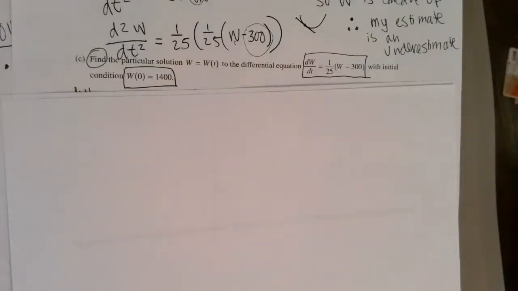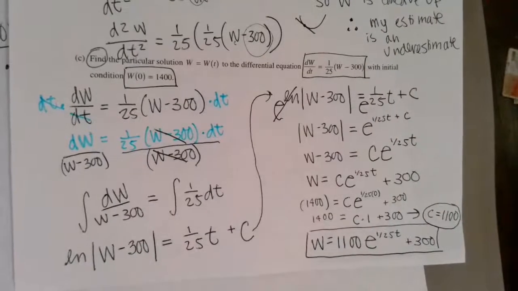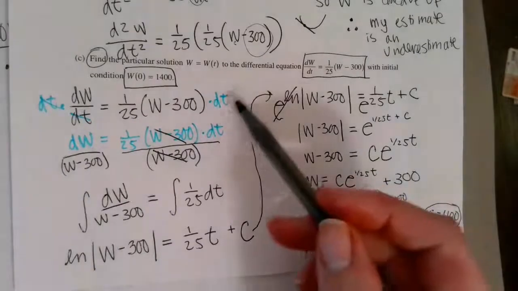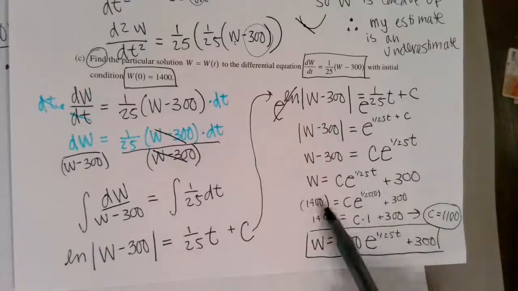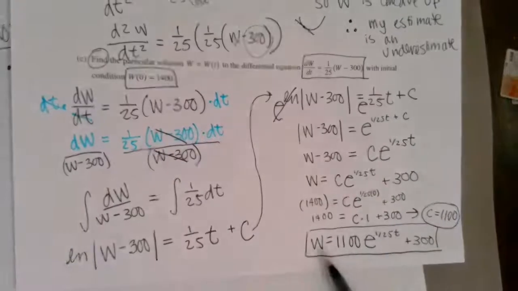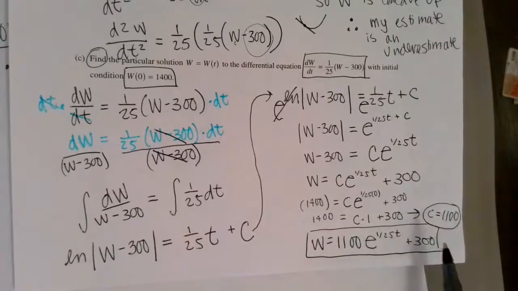Hopefully by this point you have paused your video and tried to work out this part of the problem on your own. I'm going to reveal the answer. We can see that our final answer, through the process of separating and integrating and plugging in our initial condition of (0, 1400), is that W is 1,100 e to the 1/25 t plus 300. I hope you all have been able to follow what has happened here.